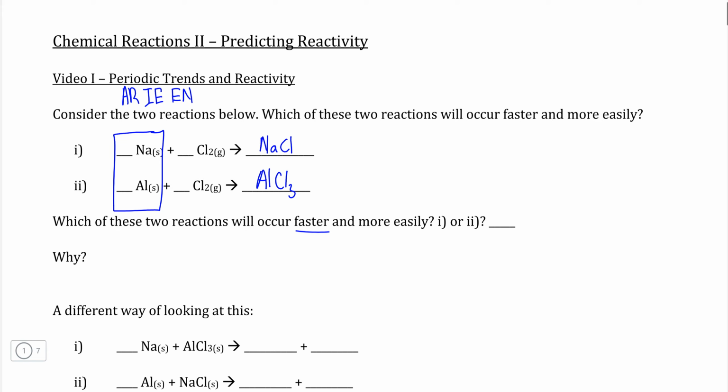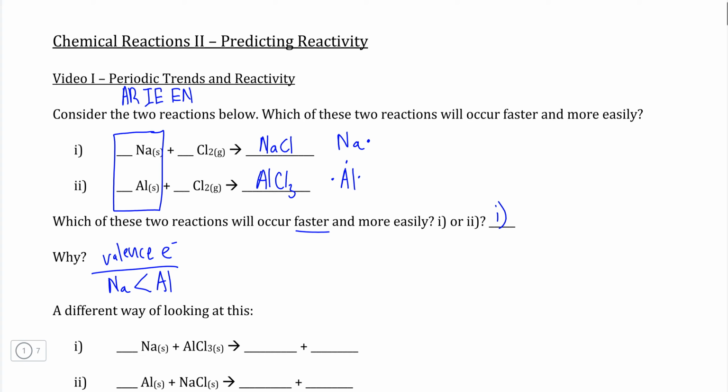During that time that you've had to think, if you said that reaction 1, the reaction involving sodium, occurs more easily or faster than the reaction that involves aluminum, let's talk about why you might have said that. So the first consideration that we can look at is simply by looking at the number of valence electrons that each element has. Sodium has 1 and aluminum has 3. So therefore, Na has a smaller number of valence electrons than aluminum.